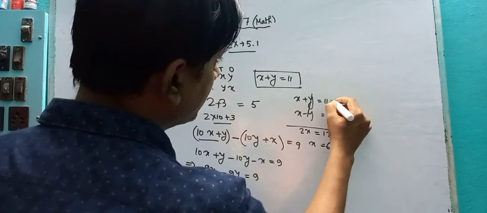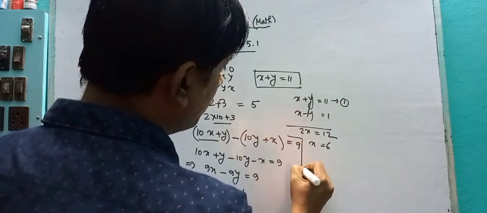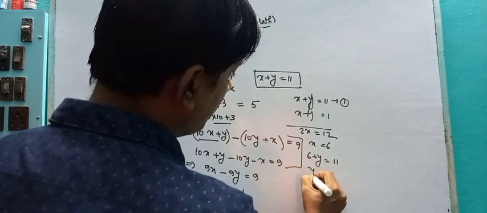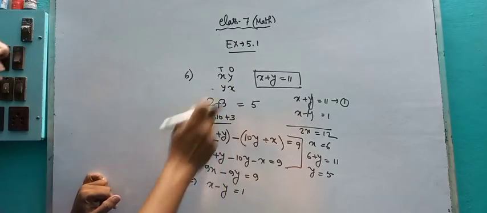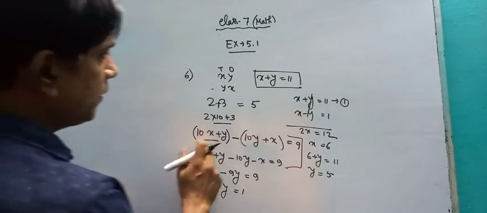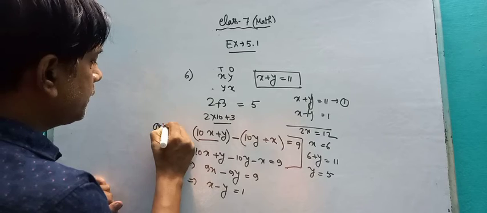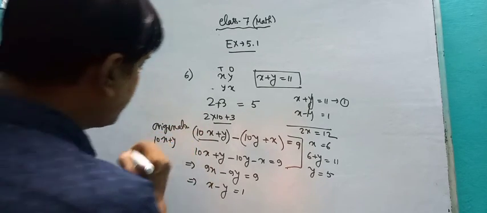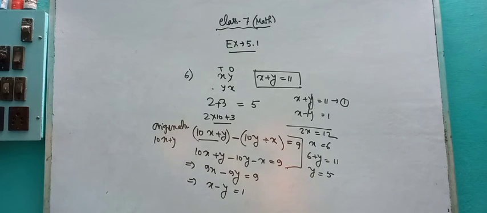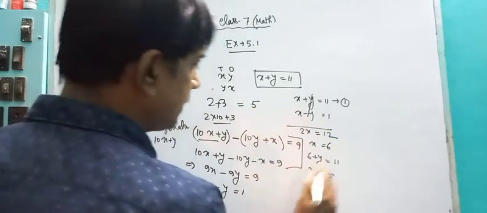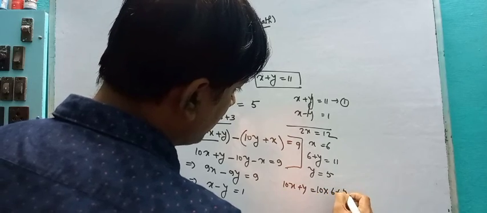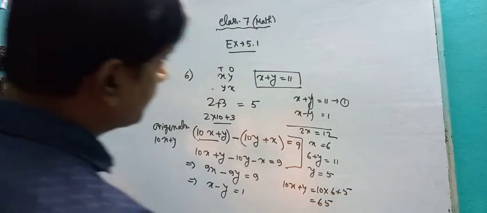If the x value is 6, put the value in this equation: 6 plus y is equal to 11, then the y value will be what? 5. Now your original number will be what? 10x plus y. This is the original, 10x plus y. I think it is not out of the camera. Yes, we should do that properly. Okay. So 10 into x, 10x plus y, 10 into 6 plus 5. So your answer is 65.